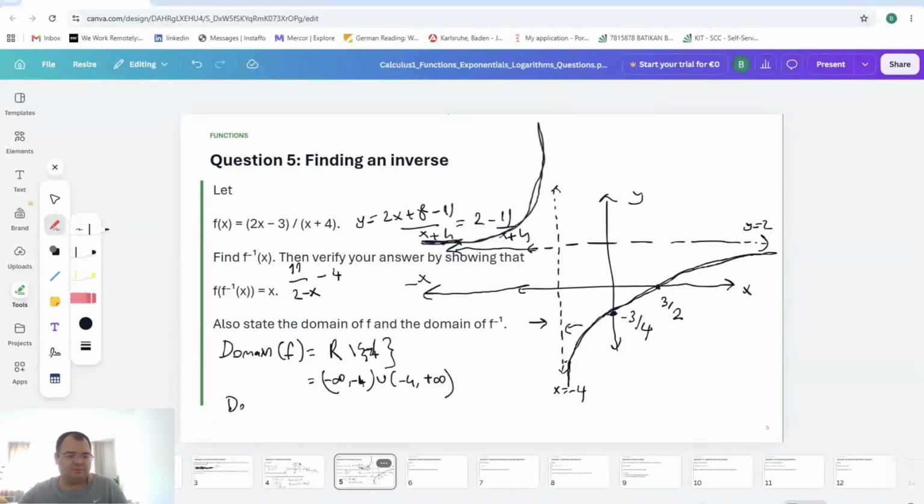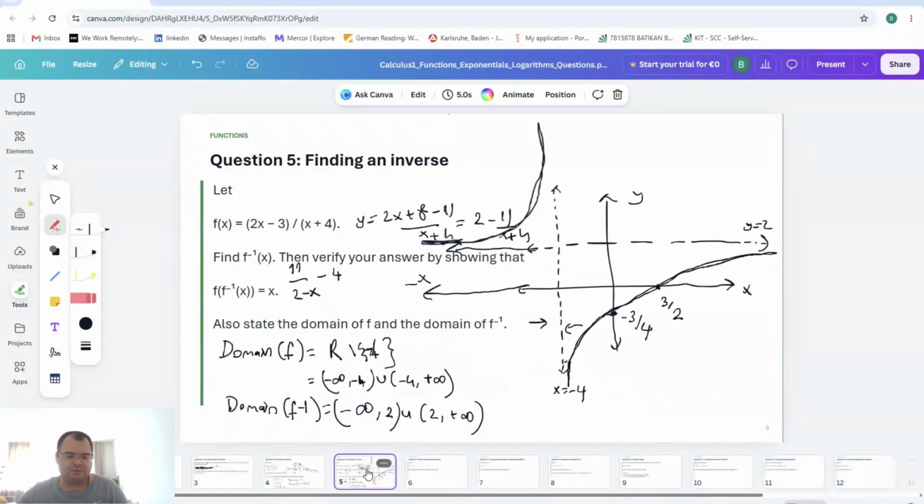So for the domain of f inverse, we have this value. Essentially, you also cannot give 2 as an input parameter because it makes the function undefined. Apart from 2, you can give any other values. That's why minus infinity to 2 combined with 2 to plus infinity is the domain of f inverse, and I believe that is enough explanation for this problem. Let's continue with the next one.